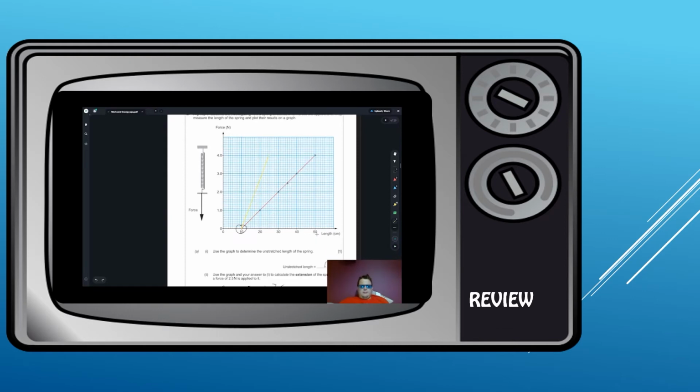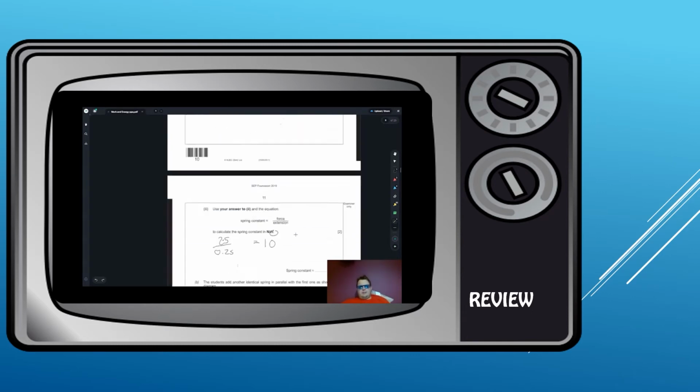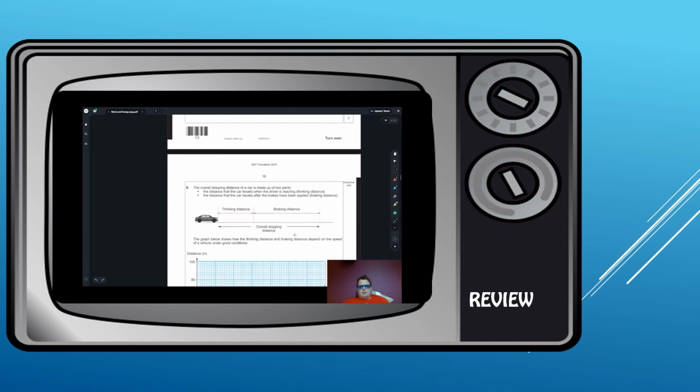Hang on, no, scrap what I've just done. Sorry, it's still going to start there. It's just going to be twice as steep, which means that it's going to get to 30. Yeah, because the extension has doubled. So this has done for 4 newtons. It's got an extension of 40. So instead, it's going to be 20. So it's going to go up to there. So it's got to be twice as steep.